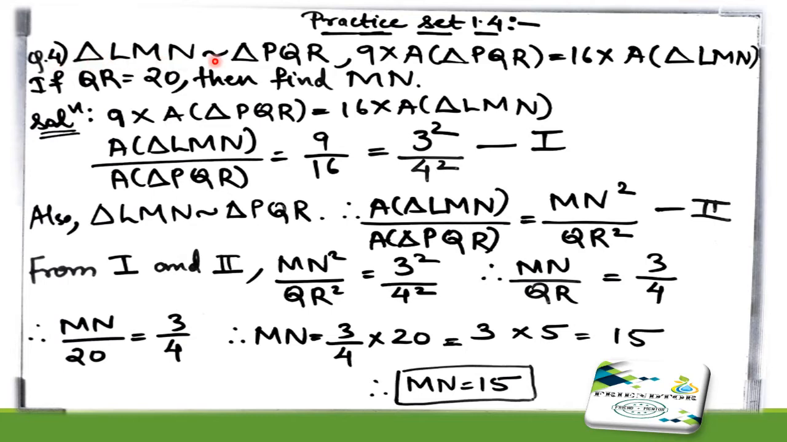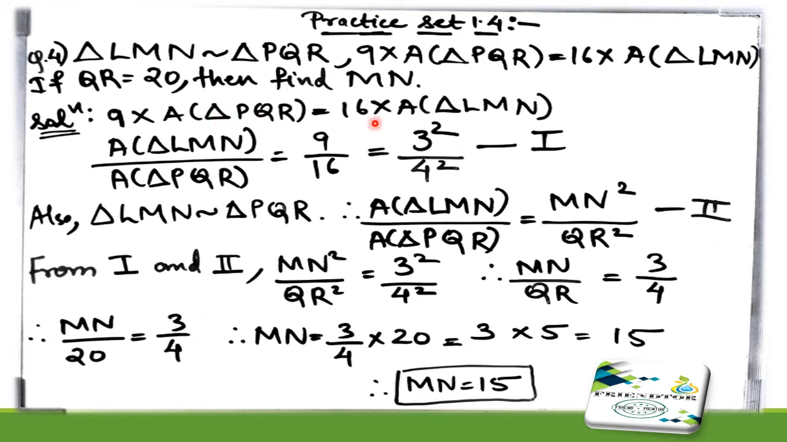Triangle LMN is similar to triangle PQR. Okay, 9 into area of triangle PQR is equal to 16 into area of triangle LMN. Okay, if QR is 20, then find MN. Alright, so just remember that throughout this exercise we are going to use the theorem that we learned in the previous video, regarding the ratio of areas of two similar triangles. So 9 into area of triangle PQR is equal to 16 into area of triangle LMN.